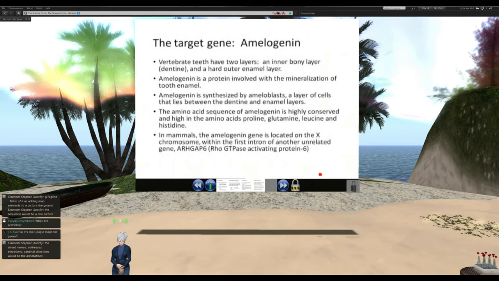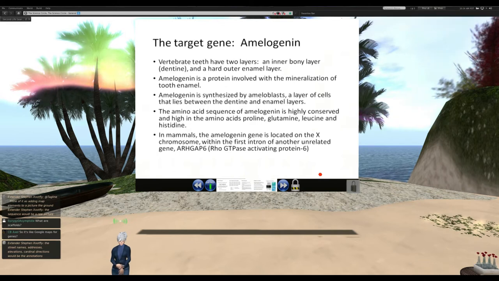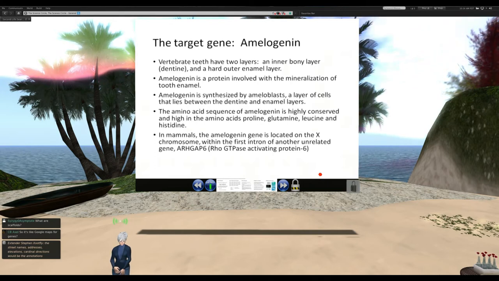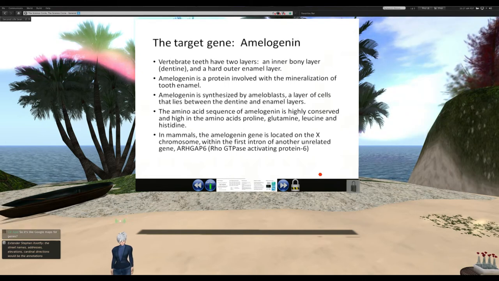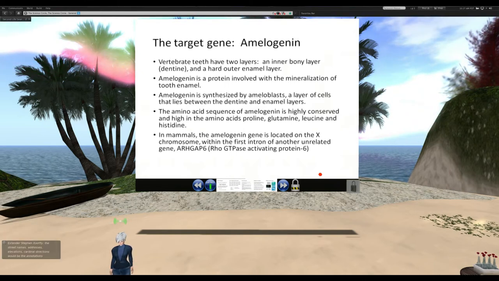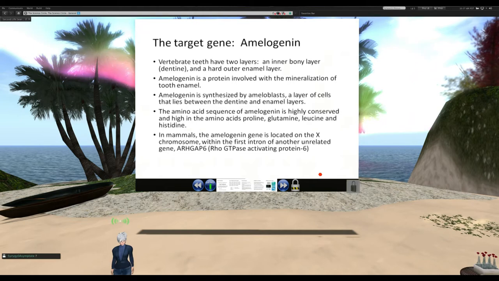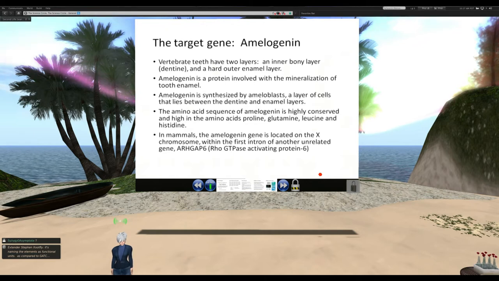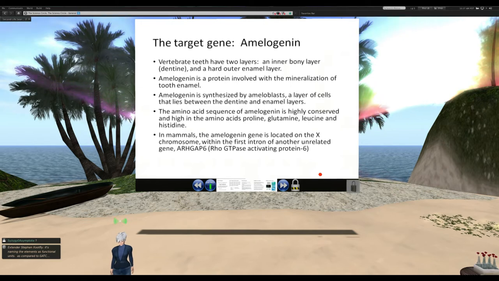So this is the gene that I was interested in looking for. It's the amelogenin gene, which encodes a protein involved in the mineralization of the tooth enamel. It's a gene that's in every vertebrate with teeth, and in some, like birds, that don't have teeth anymore. It's an interesting gene because it's very highly conserved, meaning that it doesn't change much between species, which makes it relatively easy to identify. It's also interesting because in humans, it's on the X chromosome, and it's also embedded inside another gene called ARHGAP6, which has nothing to do with teeth at all.